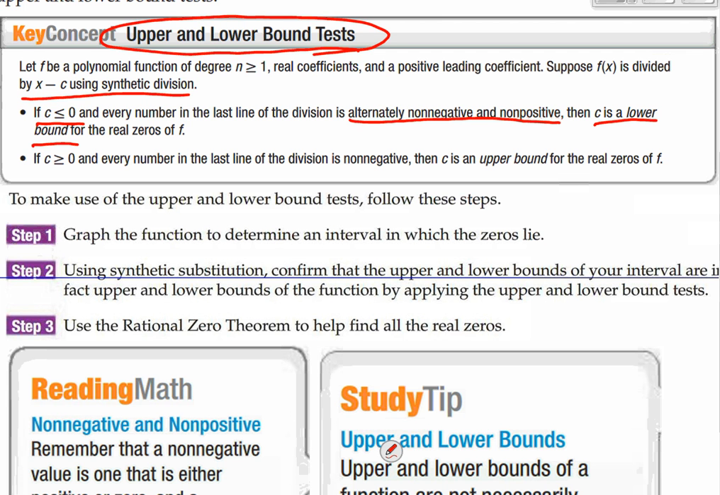And so if we get that kind of alternating thing when we're down at the end there, then we can quit and not try any more negatives after that. And then if we have a positive value of c, and every number is non-negative, so essentially they keep getting bigger and bigger, then that's an upper bound for the real zeros of f.